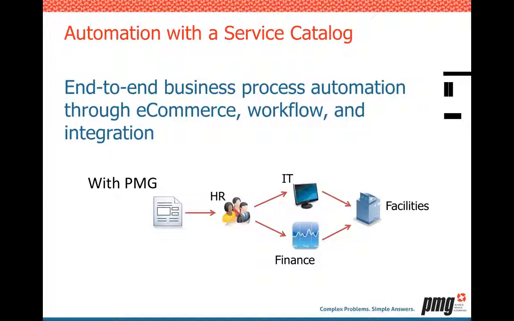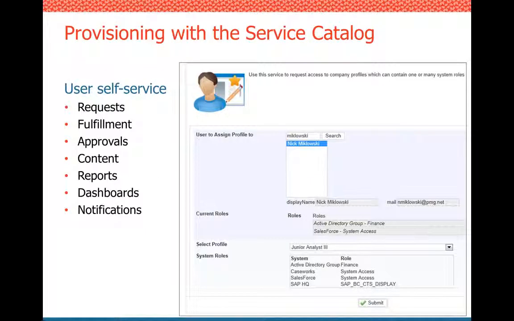And then the iDeliver backend of the PMG service catalog does all the workflow processing. So it's the drag and drop of, I want this approval to happen, I want it to update this system, I want to make these notifications. All that's handled through the service catalog.